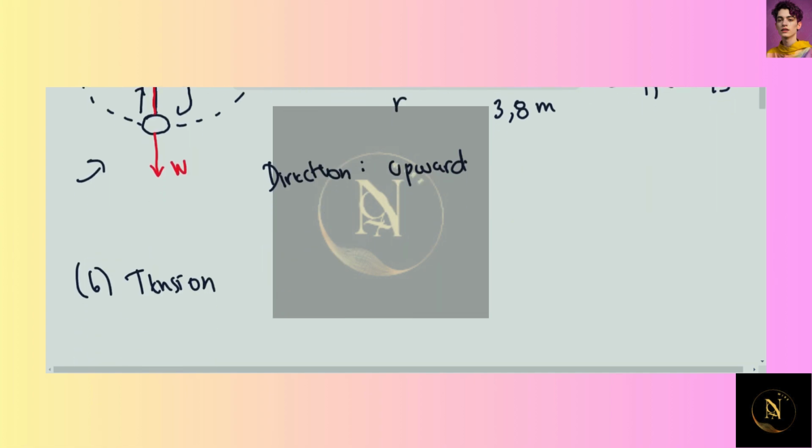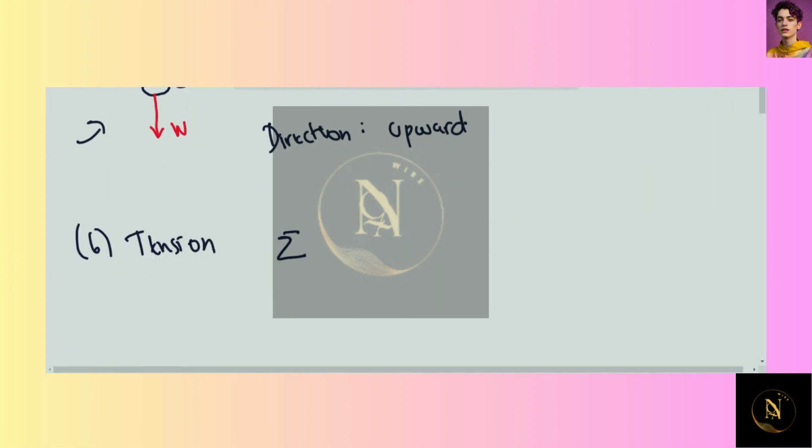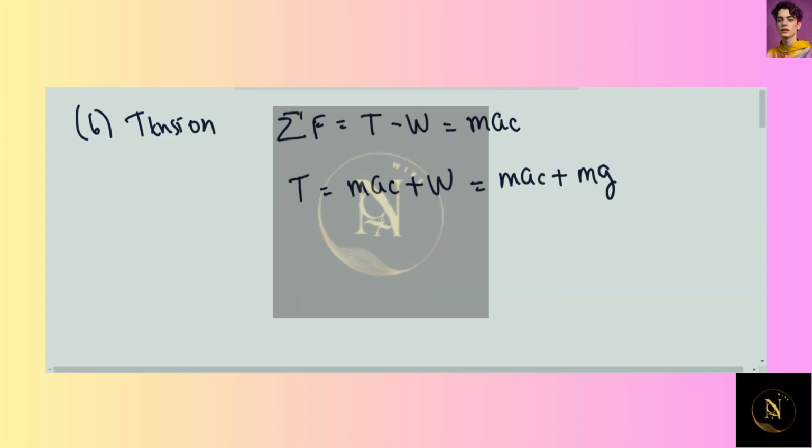So the sum of forces, in this case the tension, which we set as positive, minus the weight, is equal to the mass times the centripetal acceleration. Centripetal because in this case the object is performing circular motion, so we have the centripetal force. So we simply need to solve for the tension, and this will be m a_c plus the weight.